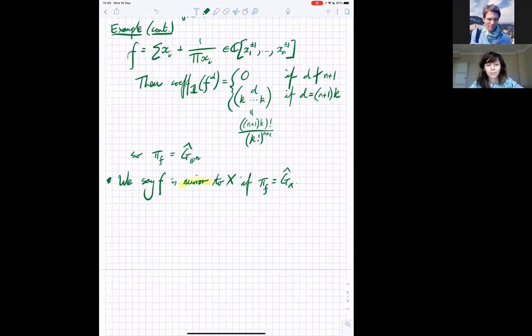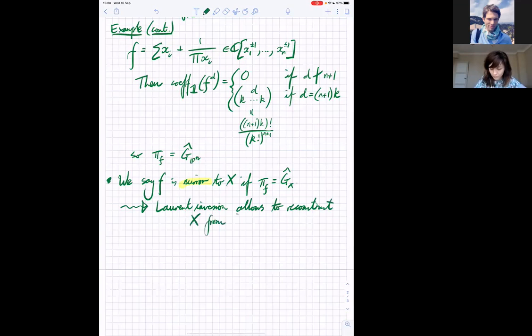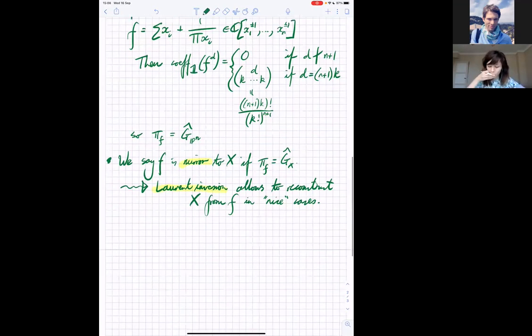And I'll also say that if someone hands you an F, you can try and reconstruct X from this. So I'm not going to go into this in this talk, but I think Liana is. So there's techniques such as Laurent inversion, which allows us to reconstruct X from F in nice cases. Okay. All right.